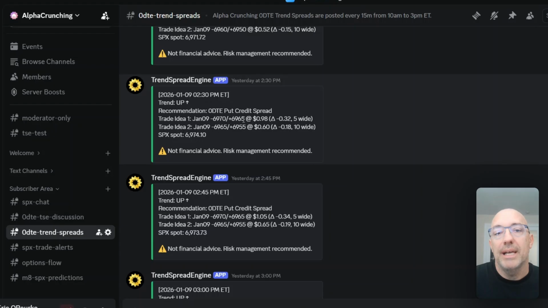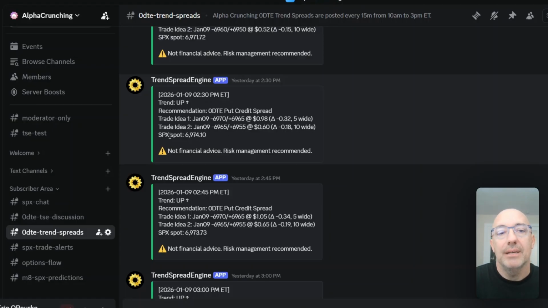And the first spread is going to be a 5-wide spread with the delta being a minimum of 20. So we want at least 20. In this case, it got a 32 because at the end of the day, the deltas really start to spread out, as you guys probably know. The second trade is going to be at least a delta 15. So in this case, it got a delta 18, and it's going to be a 10-wide spread.